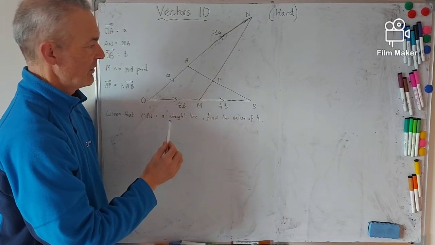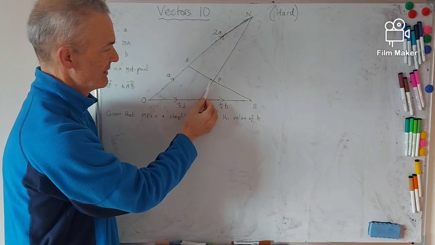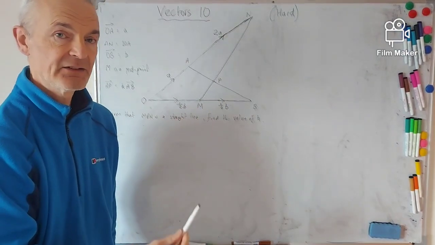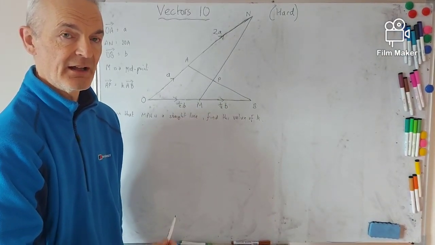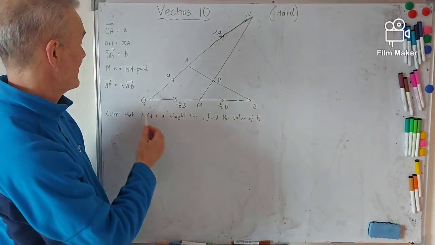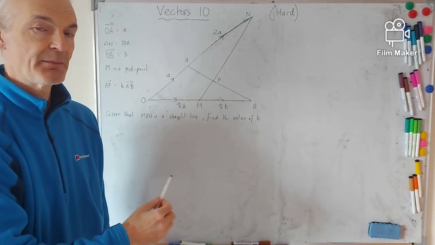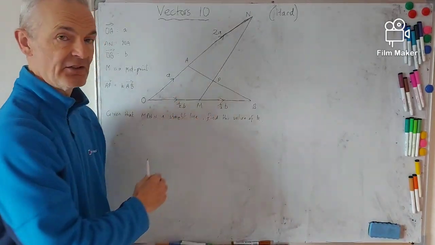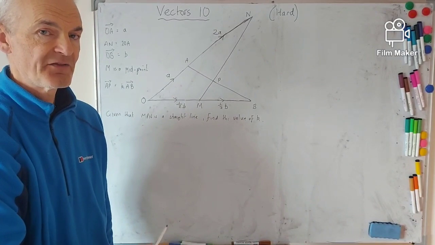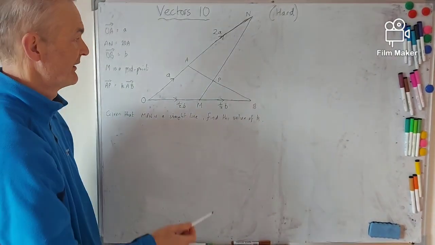So we're probably going to have to find that section or that vector in 2 different ways, and that will then enable us to find out what this K part is. So we're going to end up finding this in 2 different ways and comparing coefficients. That's the way we're going to do this. So let's see how we can do that.